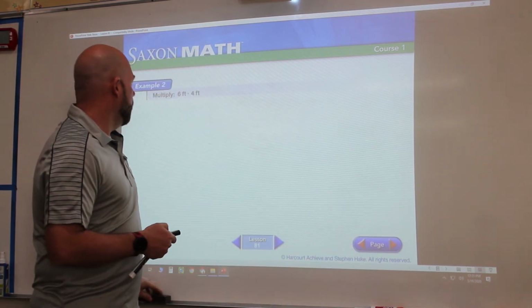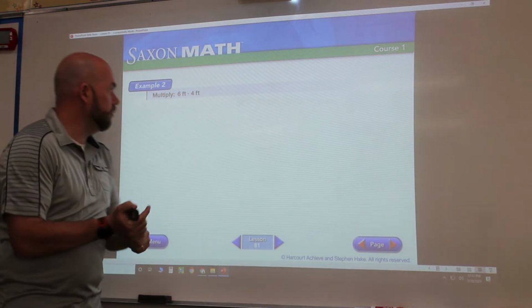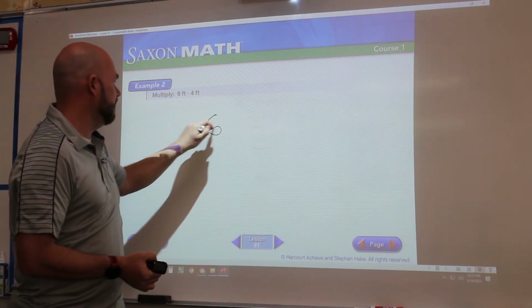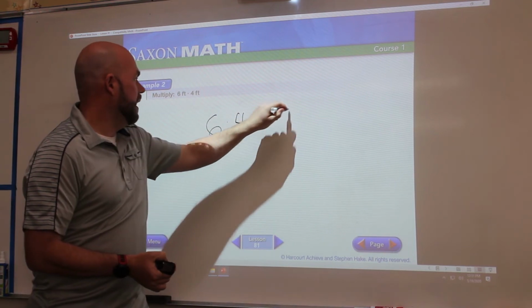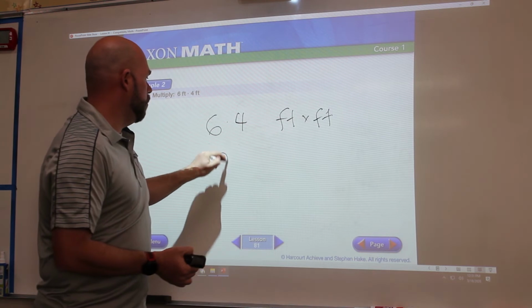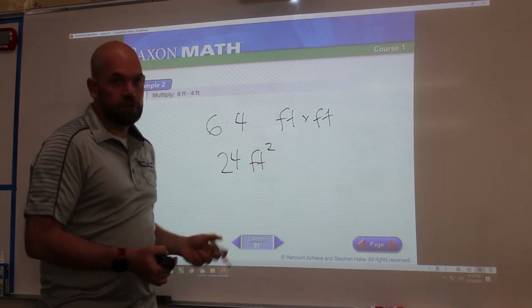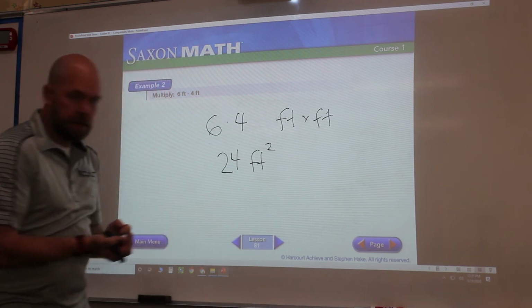Okay, so now we're going to try a problem here. Multiply 6 feet times 4 feet. We'll do it just the way they did it. So we can do 6 times 4 and feet times feet. And that gives us 24 feet squared, or squared feet. Okay? Not too tricky.